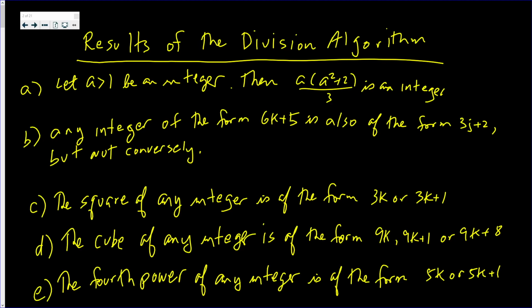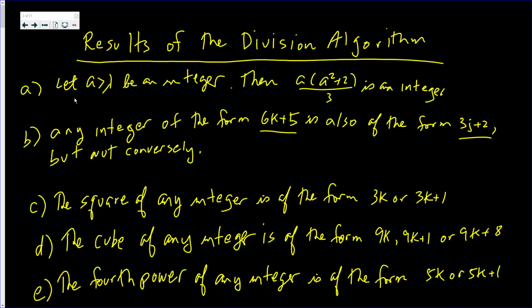In this video, we're going to prove some theorems that come directly from the division algorithm. The first one is, if a is at least 1, actually it can be 1, and it's an integer, then a times a squared plus 1 is an integer. B, any integer of the form 6k plus 5 will be of the form 3j plus 2, but not conversely.